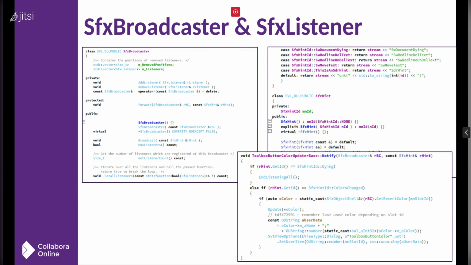This is the class which inherits from this SFX listener, and this is the method which will be called by the broadcaster when an event occurs. And as we can see, we check the ID of the hint, what type of event it was, and for example here, if color was changed, we do some updates.